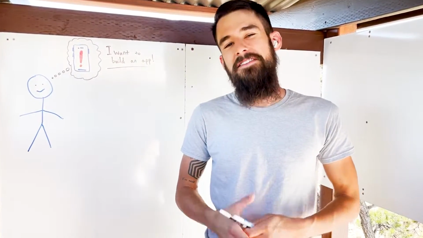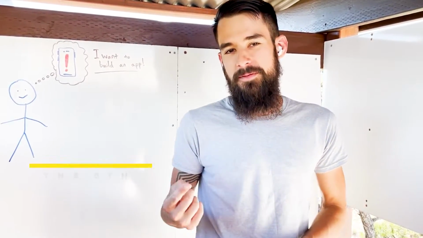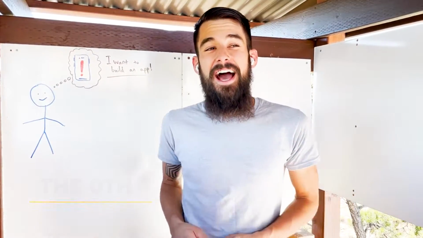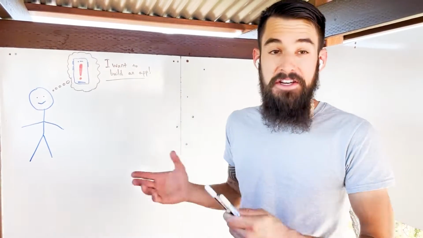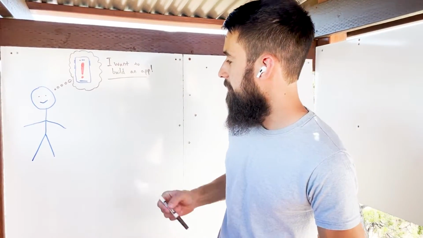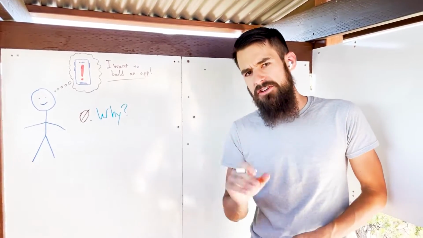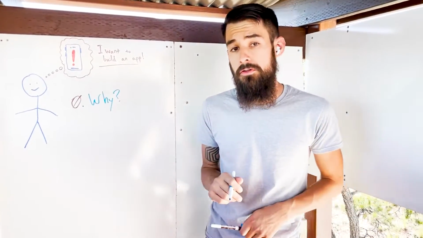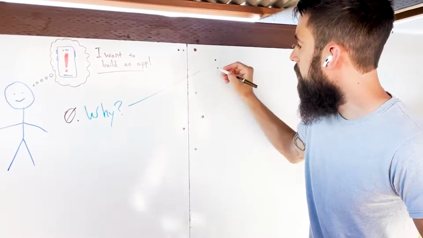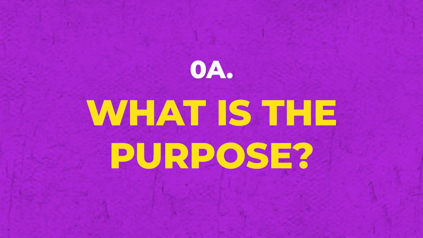Programmers, when we're talking about lists of things, we refer to the first element as the zeroth element. In that vein, I'd like to refer to the zeroth question that you should be asking yourself. That is, why? Why do you want to build an app? And I'm actually going to break this down into two further questions. The first one, we'll call that 0A, is what is the purpose?